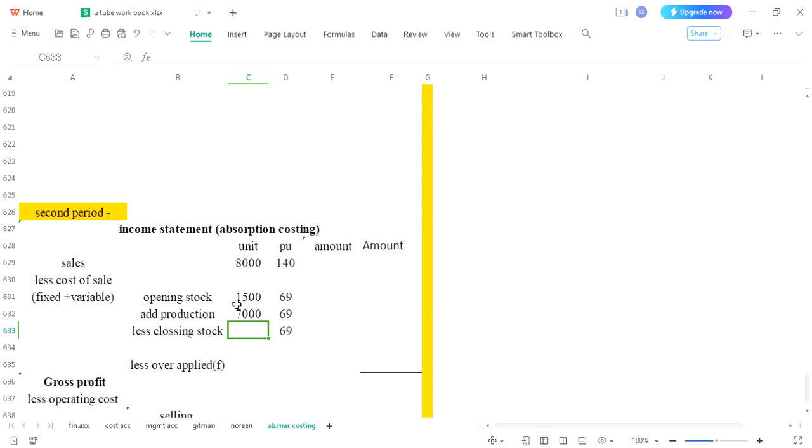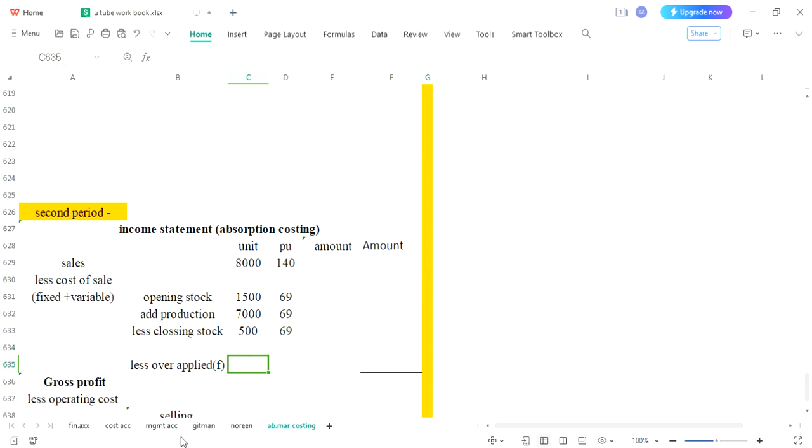Here we can conclude about closing stock. 1500 units were present at start of the period, then you produce 7000. Total 8500 units you have, but you have sold only 8000. Again listen, 1500 was present at start, 7000 you have produced, total 8500 units you were having at your store, but you could sell only 8000. It means out of 8500, 8000 units are sold, so 500 are still in your hand. We have calculated closing stock.